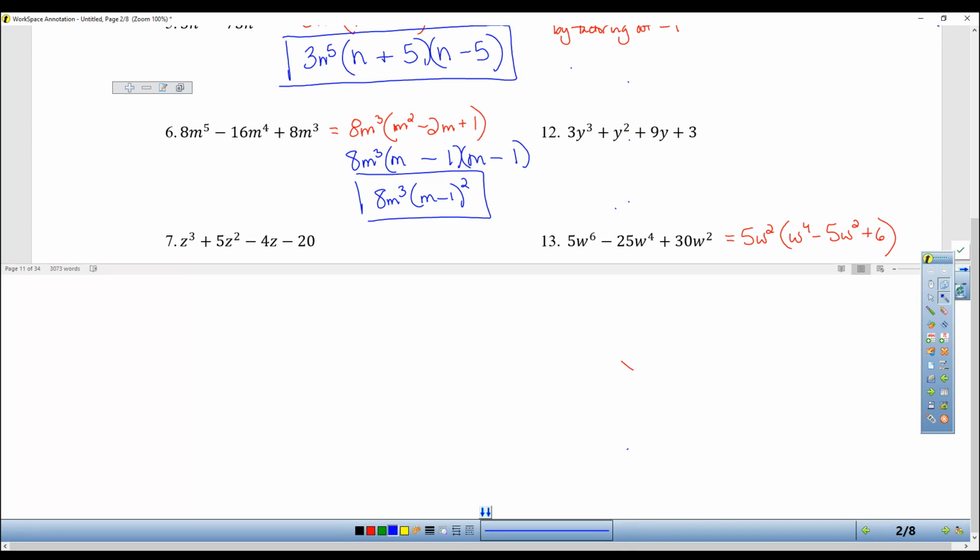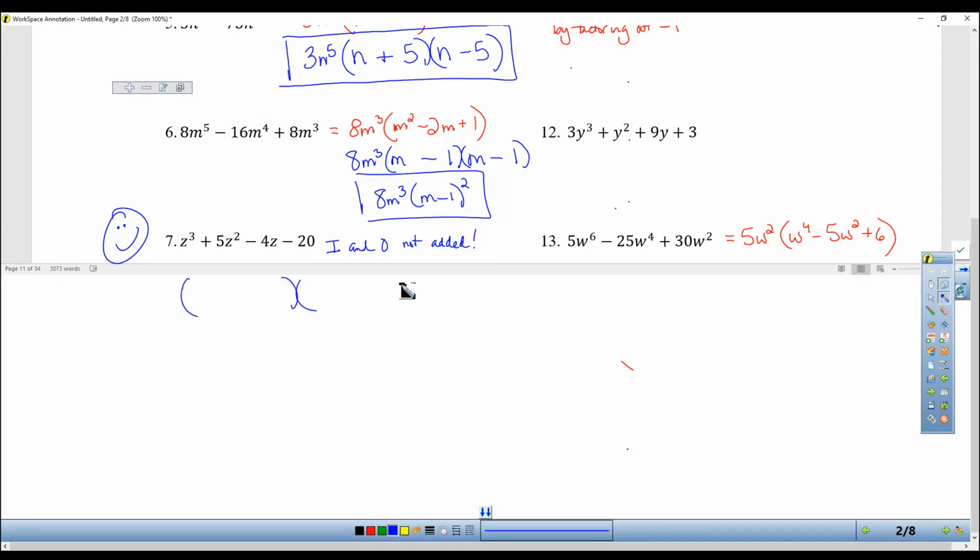Now, number 7 and number 12 are a little bit different. They have 4 terms. You're going to like 4 terms. Put a big smiley face by there. Do not be intimidated by 4 terms. 4 terms just means the inners and the outers were not added. That's all that means. Okay, but you can still do it.